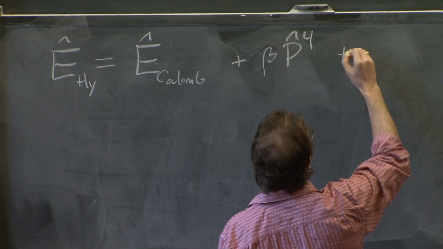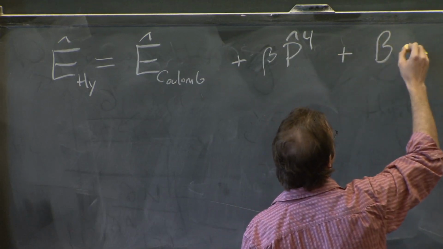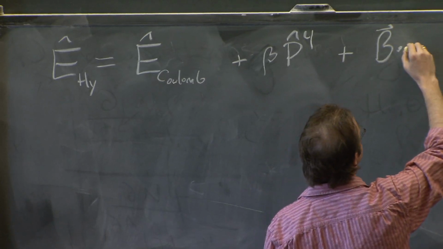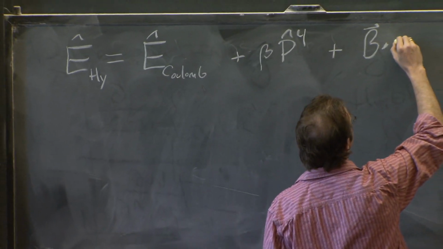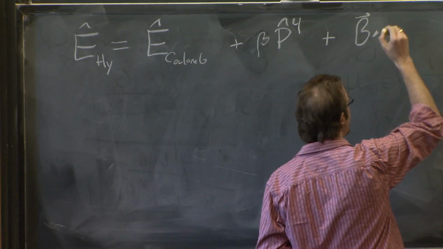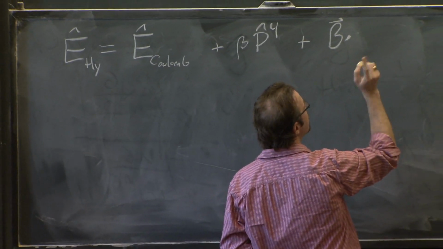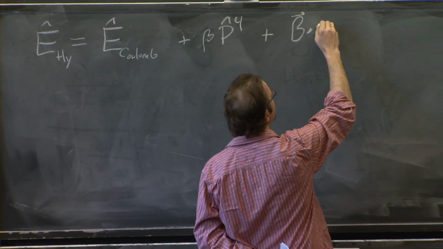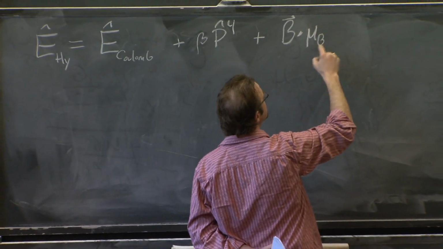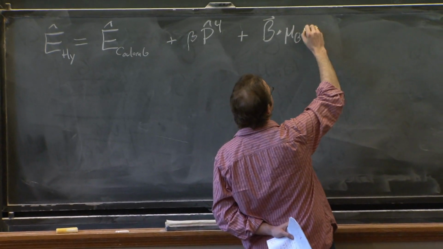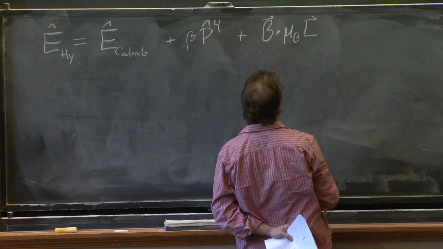And there are a whole bunch of other contributions. For example, there's the term we studied that contributed to the Zeeman effect. If there's an external magnetic field, there's a B dotted into the magnetic moment of the system. And if the electron is in a state with finite angular momentum, the magnetic moment is some dimensionful coefficient, which we usually call the Bohr magneton, just because we like the guy, times the angular momentum.